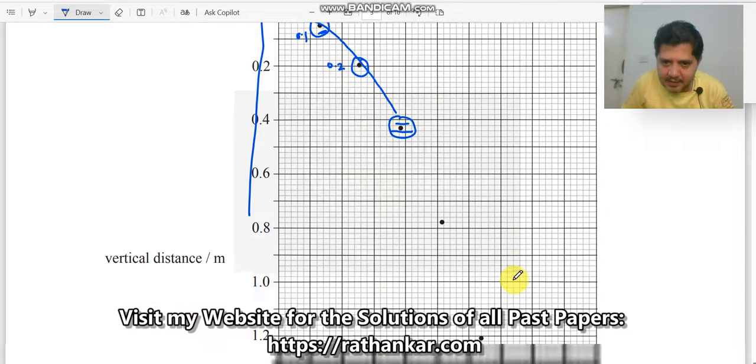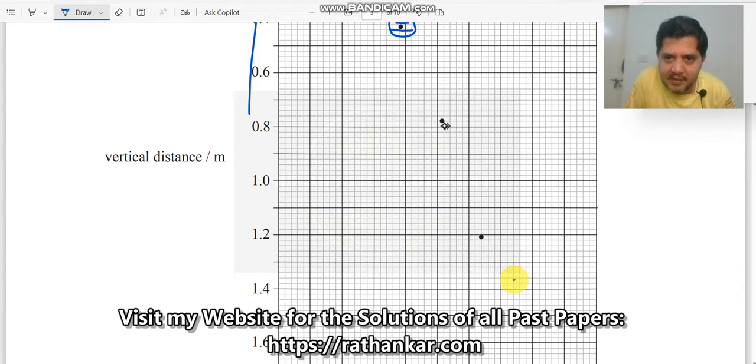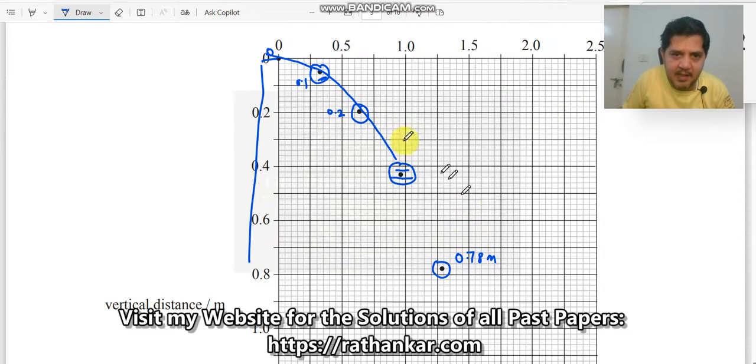Now let us take up this one. It's exactly lying on this grid line because halfway that side, halfway this side is lying over here. So I take this. Now what is the value of this? If this is 0.6, this is 0.7, 72, 74, 76, 78. So this should be 0.78 meters. The vertical height is 0.78 meters. And what is the time taken? 0, 0.1, 0.2, 0.3, 0.4.